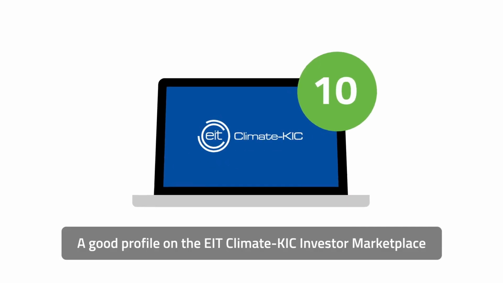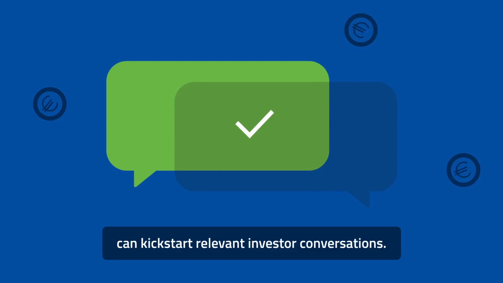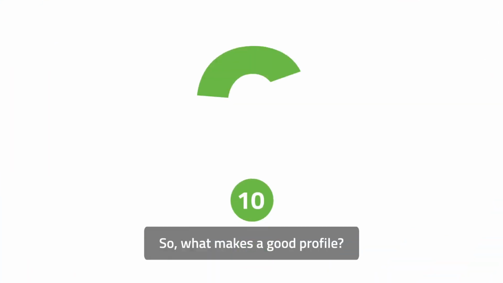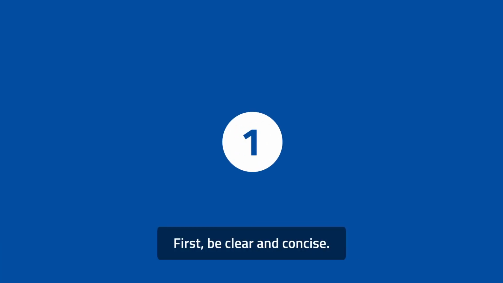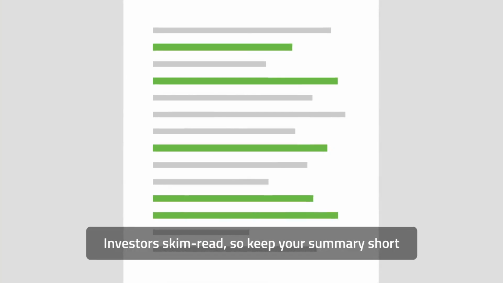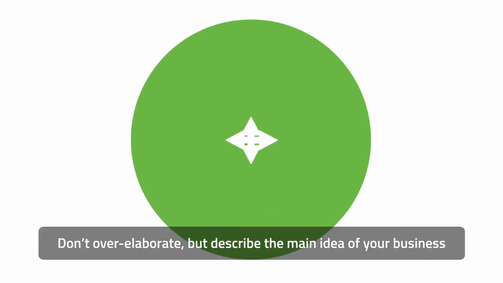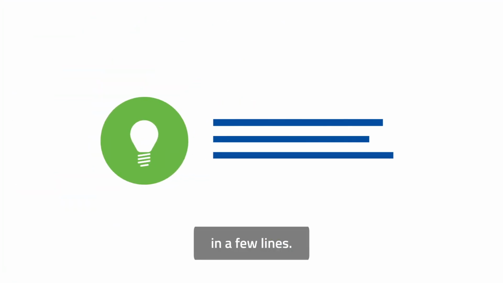A good profile on the EIT Climate-KIC Investor Marketplace can kickstart relevant investor conversations. So what makes a good profile? First, be clear and concise. Investors skim read, so keep your summary short and stick to the word count. Don't over-elaborate, but describe the main idea of your business in a few lines.